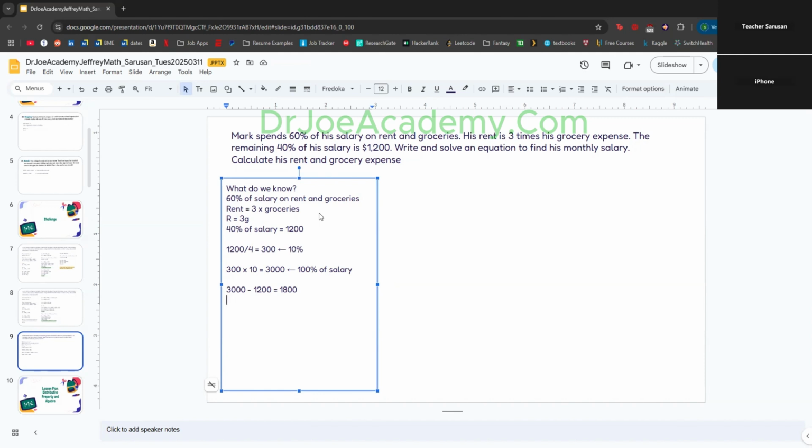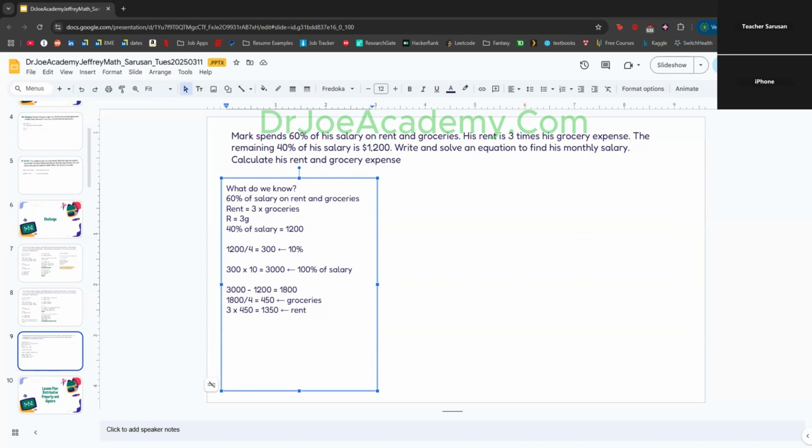And then we know that the grocery bill is 450, and then the rent is 1,800 minus 450. Or you can say 450 times 3 because we know rent is 3 times the grocery. So that's 1,350, and that's rent. Okay, so we got his rent, we got his groceries, we got his monthly salary. I think we're done.